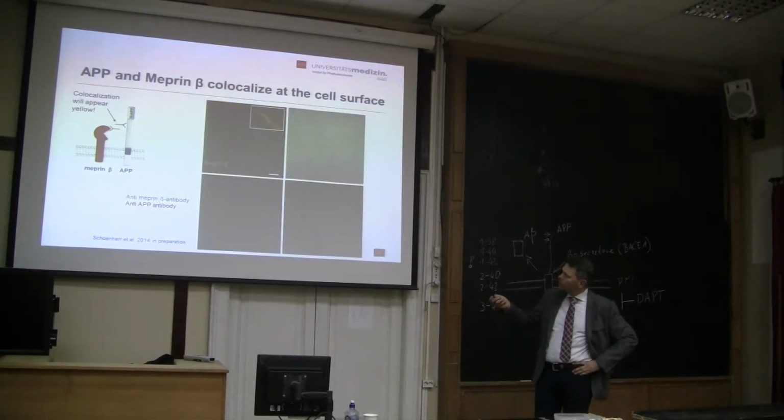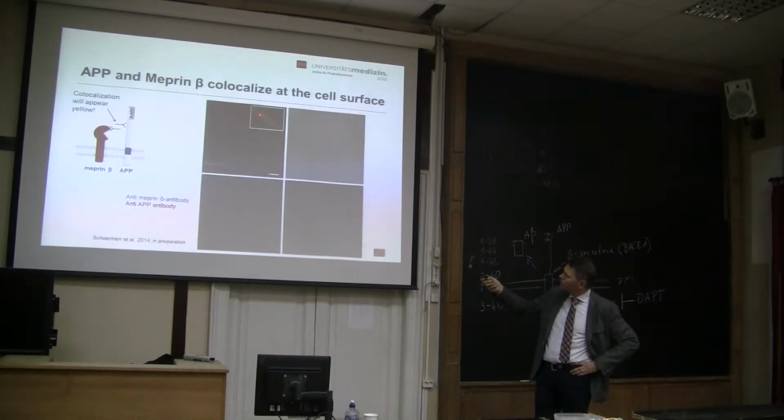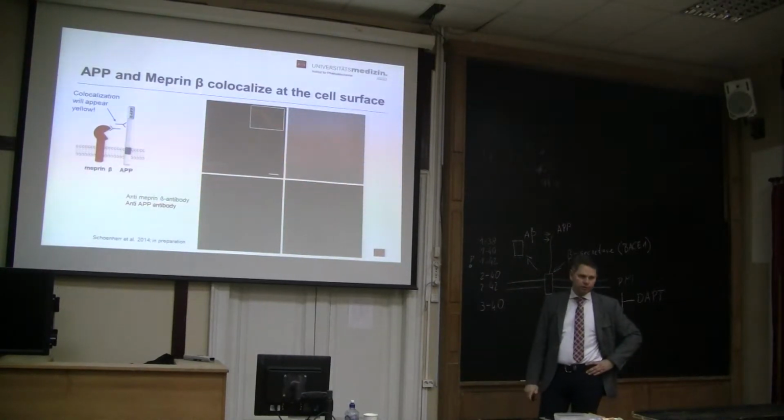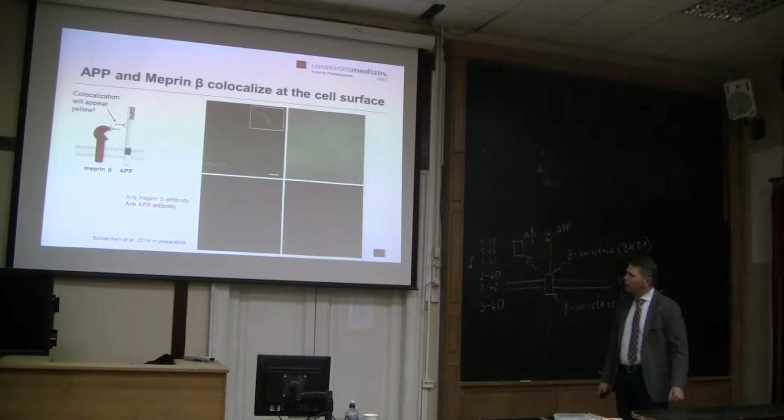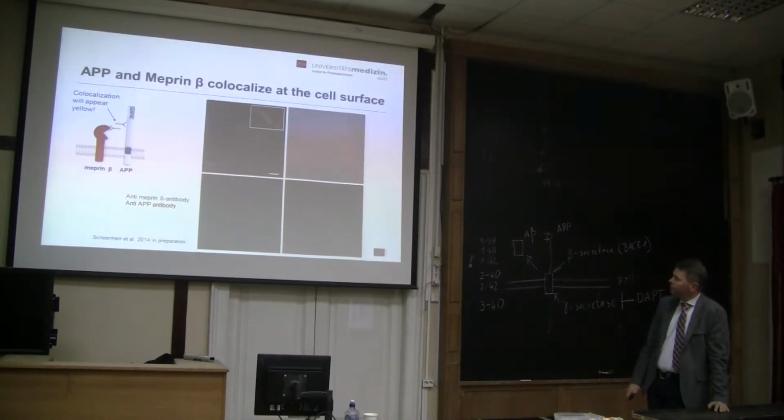So we performed a staining where we used an APP antibody and a maprin antibody on neurons, and you can see here that we have a surface staining. Oh, is it neurons? No, it's HEK cells, sorry. A surface staining of maprin and APP at the cell surface. So they are closely, they co-localize. That doesn't mean that they directly interact.